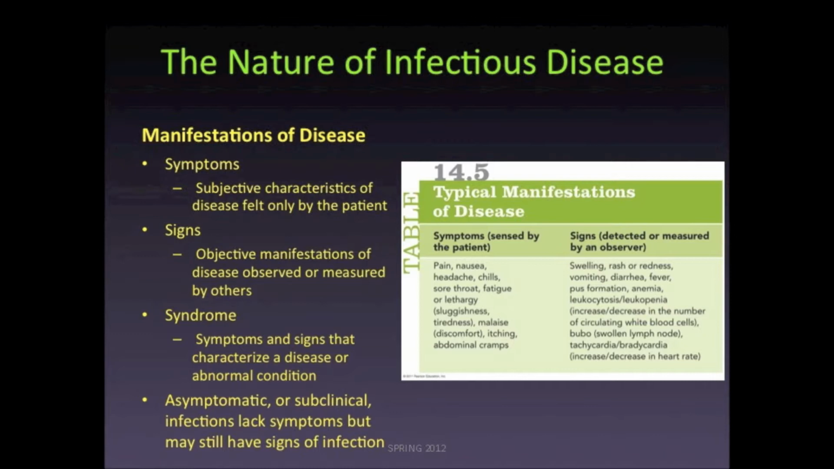Some diseases can be identified by a certain set of signs and symptoms. In such cases, the group of signs and symptoms are referred to as a syndrome. Infections may go undetected if they do not present symptoms. The patient may feel healthy, while proper tests would reveal changes, such as changes in white blood cell concentrations. Such infections are referred to as asymptomatic or subclinical.